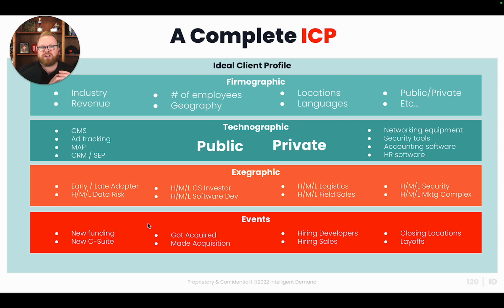of short-term event data. Firmographic data doesn't change a whole lot. Technographic data changes a little bit more frequently, but still not super frequently. Exegraphic data probably moves pretty slowly. It's probably going to be pretty consistent year to year. But event data can change month to month, quarter to quarter, half to half, year to year for sure.